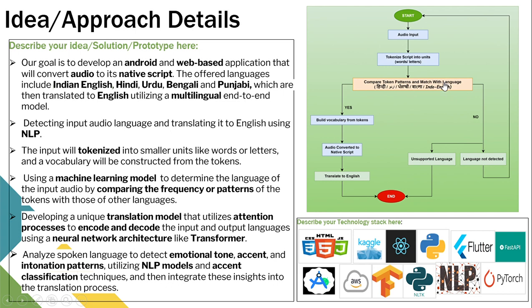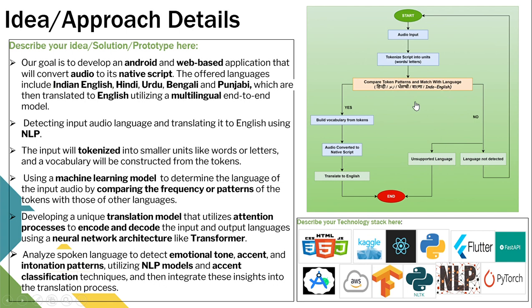If the audio spoken in any of these five languages is matched successfully, then the vocabulary will be built from these recognized tokens. Then, with the help of this particular vocabulary, the audio given by the user in the first step will be converted into native script. And with the help of native script, we will generate the translation of the text into English, and this would be our final output which will be provided to the user at the end.